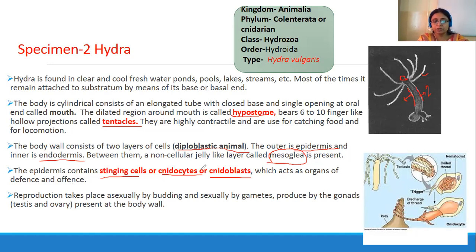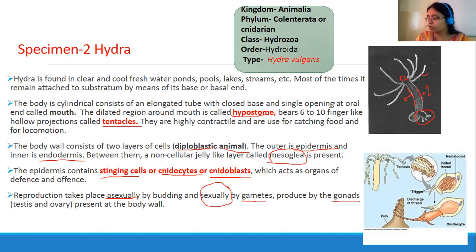Now, the reproduction. Reproduction occurs by both means. Asexual reproduction is by means of budding. Here you can see a small bud is coming out. This bud detaches from the parent and grows into a new hydra. Sexual reproduction is also found by means of gametes. These gametes are produced in the gonads, which are present in the body wall. In this way, sexual reproduction is also found.